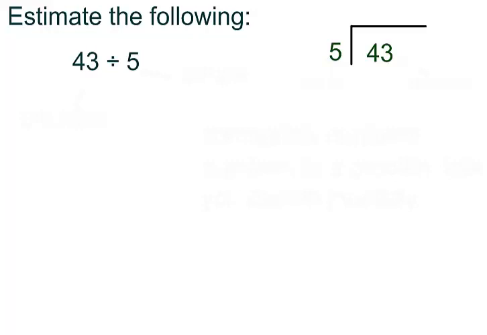If your division sentence is written horizontally, the first number is always the dividend. That's what you have. That's what you're starting with. And the second number is your divisor. That's how many groups you're going to group it into. So here we're taking 43 of something and dividing it into 5 equal groups.